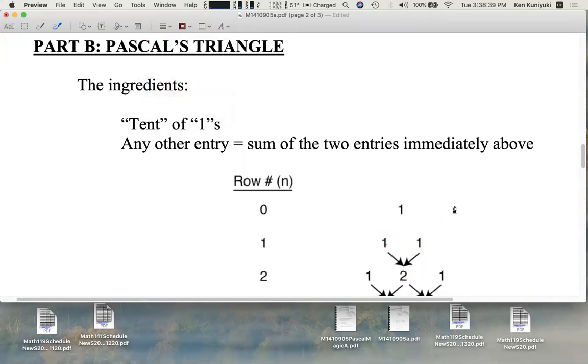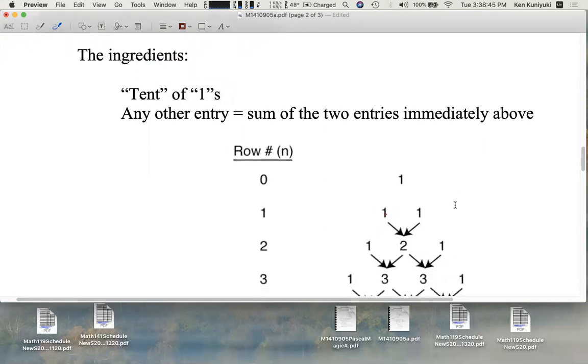Try to figure out row number 3. It will ring a bell. For row number 3, again, we have a tent of 1s. We have a 1 on the left edge, a 1 on the right edge. All right. 1 plus 2 is 3.